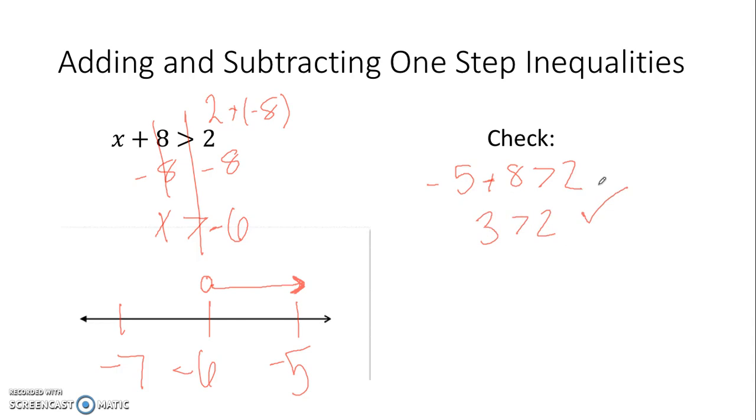We would be able to do the same thing with every single real number that is greater than negative 6. It would work. That's why we're using this inequality, because it's not just one solution. It's a whole bunch of solutions that are bigger than negative 6. All right, let's take a look at our next example.